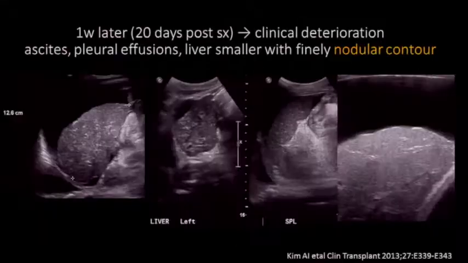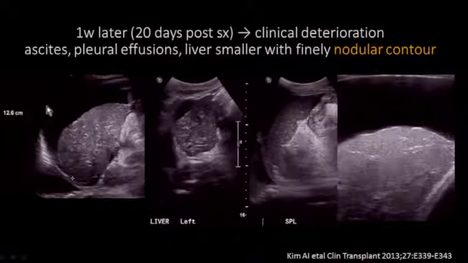She was admitted to the ICU and monitored and treated. 1 week later, so now about 3 weeks after the initial symptoms, she had a significant clinical deterioration. We were asked to re-image, and you can see now a significant amount of ascites and pleural effusion. The liver is even maybe a little bit smaller. And the contour, as you can see here especially, is now becoming wavy and minimally nodular. This is in comparison to the spleen. There's ascites around the spleen, and there's also a left pleural effusion.